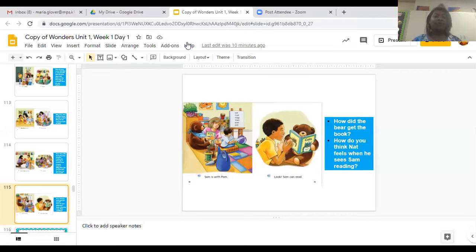I want you to review your story about Nat and Sam. I want you to also review Jack Can and go over those short A words, come up with some short A words on your own, practice writing them and practice identifying them or locating them in different places. Maybe you can get another book and maybe you could see if you can blend some of those words in that book that may have the short A sound, all right?